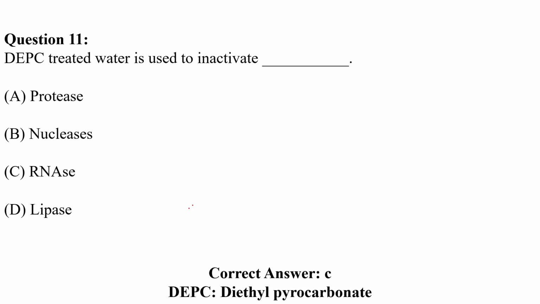RNases can degrade RNA. And how does it degrade RNA? It can basically chop off the phosphodiester bonds of the RNA molecule. So, if I want to isolate RNA, I have to use water that is free from RNases, because if RNases is present in my water, it will chop off my RNA, right?